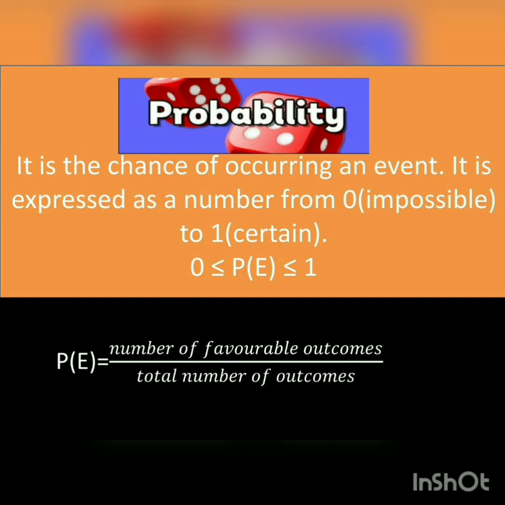To find the probability of any event, we have a formula, and that is the number of favorable outcomes divided by the total number of outcomes. So whenever we have to find the probability of an event, we will use this formula. And please remember, you always have to write this formula whenever you solve any question. You will get marks for it.